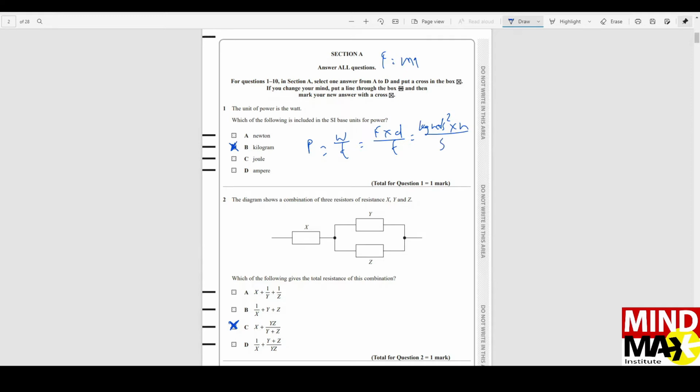So which SI base units are included? Of course, meter, kg, and seconds. In here, out of the options, we are only left with kilograms. So that's why we choose kilograms. Okay. And Newton is not a base unit because base units are basically SI units, which can either be kg for mass, meter for length, and second for time. These are the base units, so you have to make sure these are included.